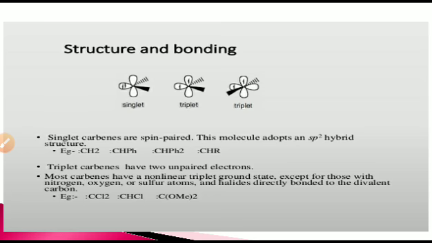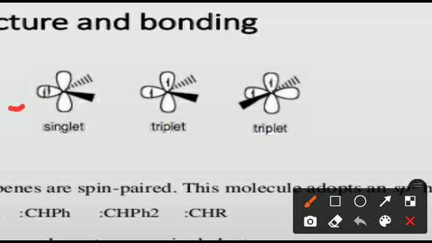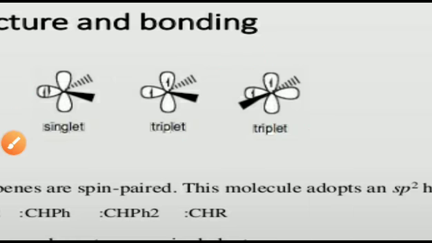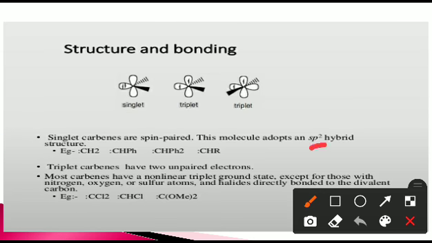This is the structure of a triplet carbene. First is the singlet carbene, with two electrons present in one orbital. Triplet has maybe two different structures. In the first triplet state, the two electrons present in two different p orbitals have upward direction, or in the other triplet carbene they have downward direction, like this. The singlet carbene has spin paired electrons, and the molecule adopts sp2 hybridization. We learned this already. And the triplet carbene has two unpaired electrons.